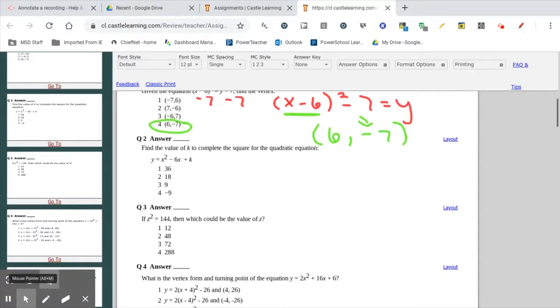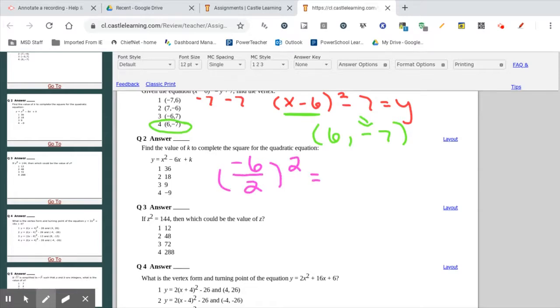Okay, the next one, number 2, find the answer of k to complete the square for the quadratic equation. Really, we're trying to figure out what's going to make that equation a perfect square trinomial. So in order to figure out k, hopefully you remember, we are going to take the b value, divide it by 2, and square it. So negative 6 divided by 2 is negative 3, squared is positive 9.